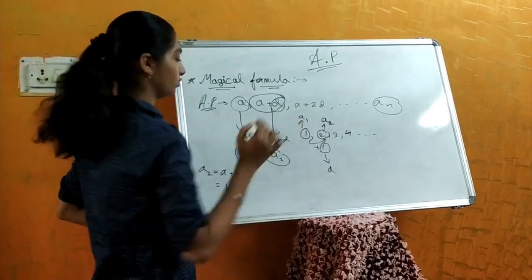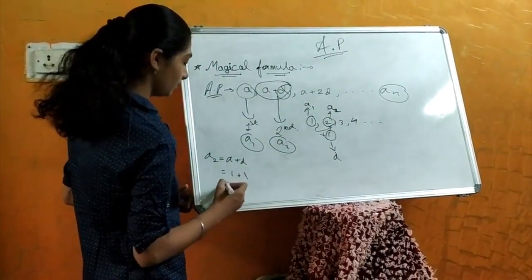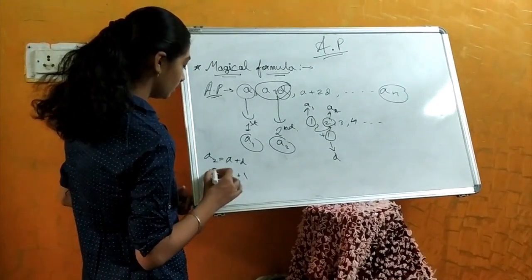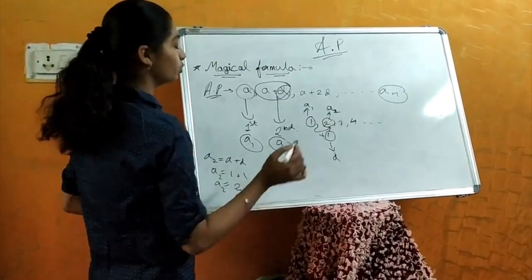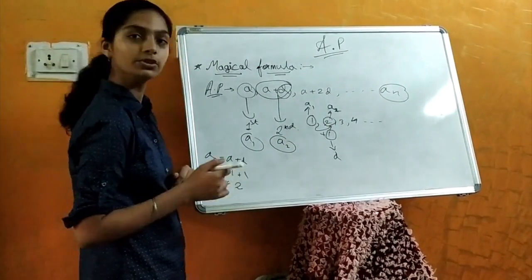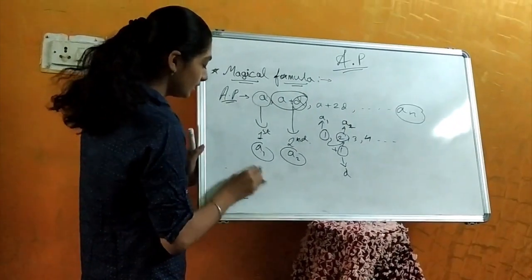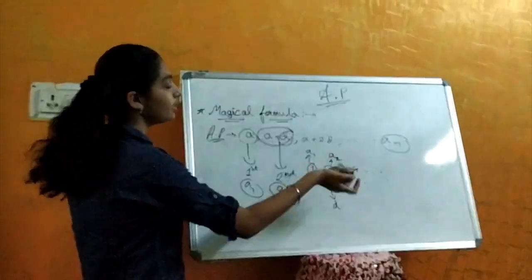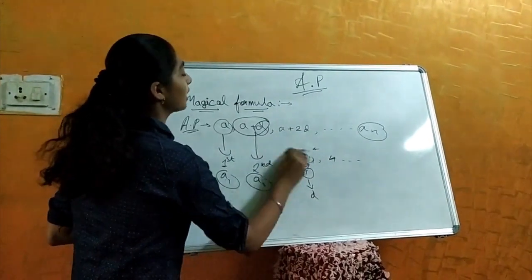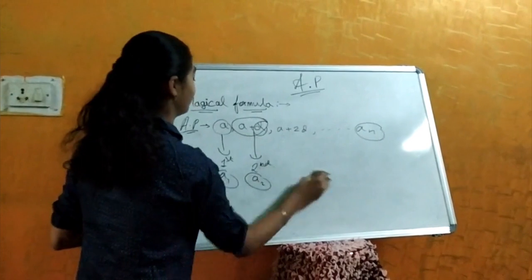This is the first term. So if we add the common difference to it, we'll exactly get the second term, isn't it? See, the second term is 2, here also the second term is 2. So here we can say that the second term can be written as a plus d, and similarly the third term can be written as a plus 2d, and so on.